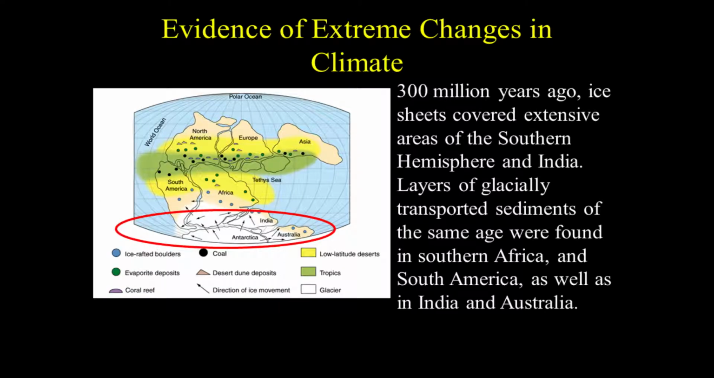There's evidence of extreme changes in climate. 300 million years ago, ice sheets covered extensive areas of the southern hemisphere and India. Layers of glacially transported sediments of the same age were found in southern Africa and South America, as well as in India and Australia. Here is another validation on this map.